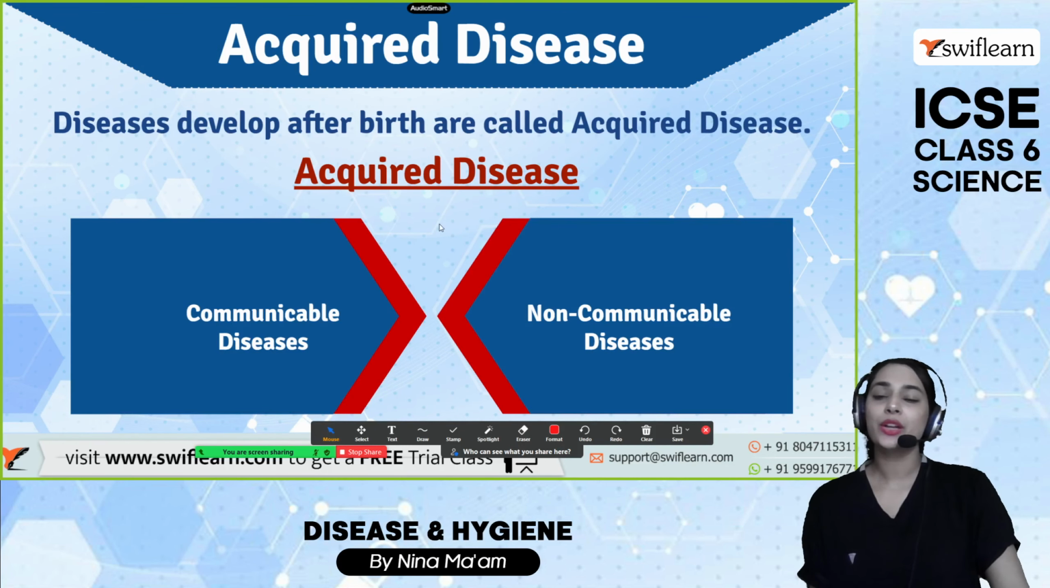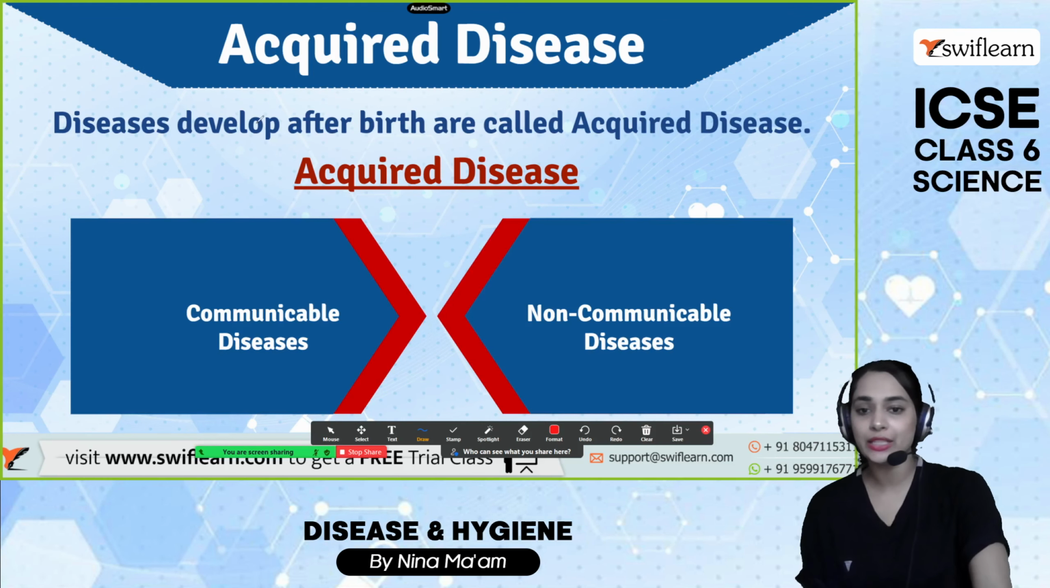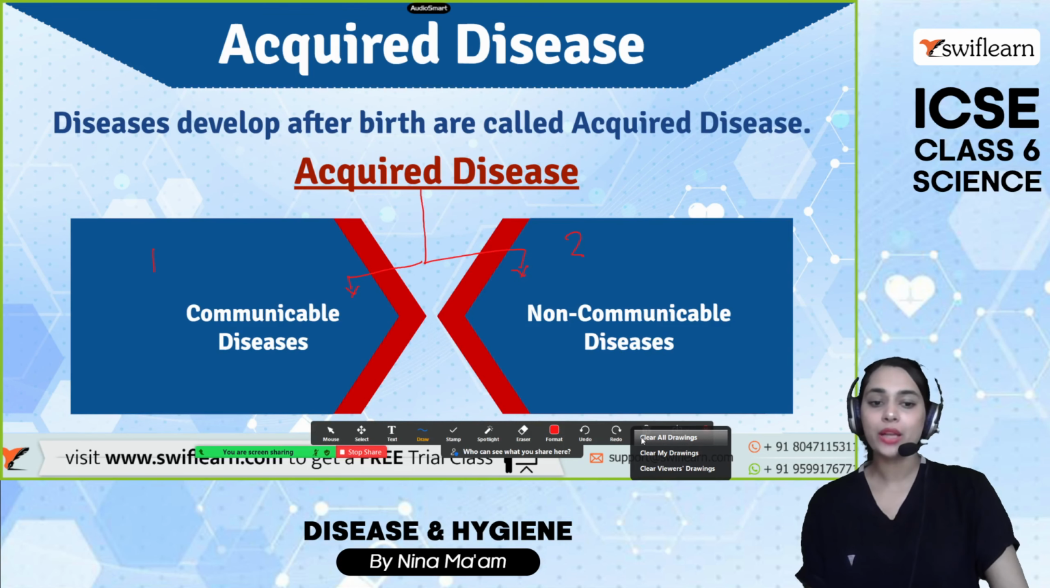Now we're going to learn about acquired diseases. Acquired diseases can be divided into two categories: the first one is communicable disease and the second one is non-communicable disease. Do you know what is meant by communicable disease?